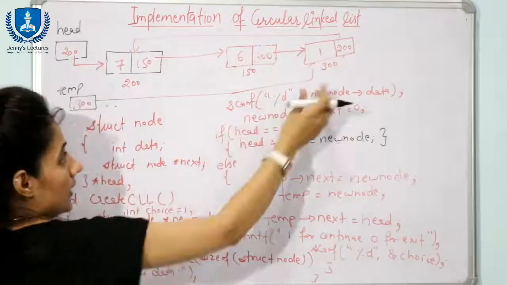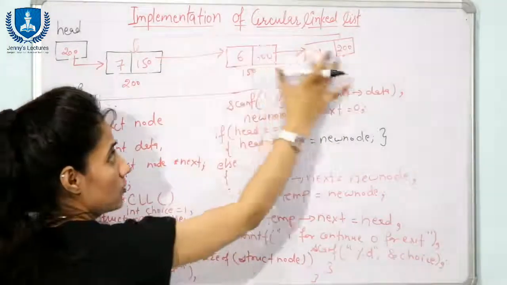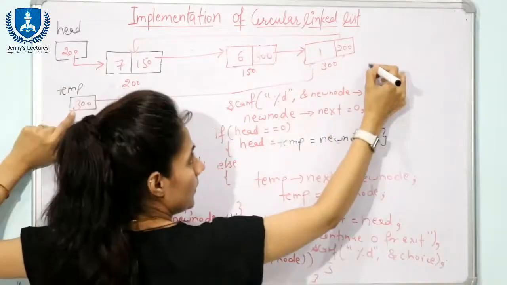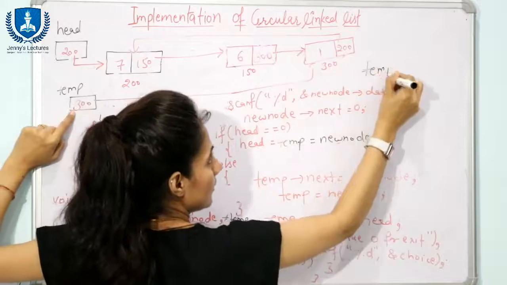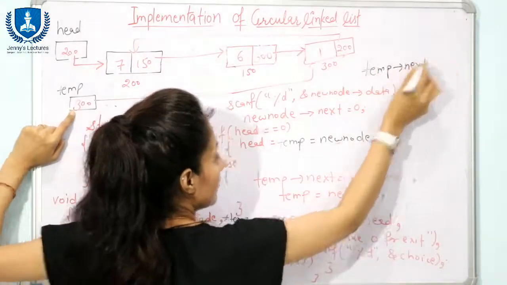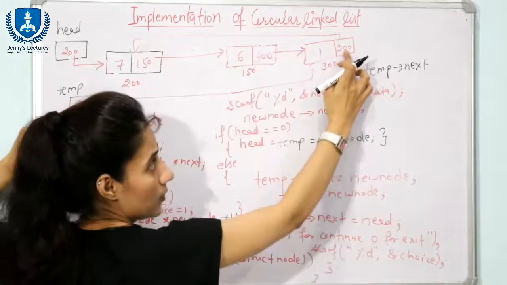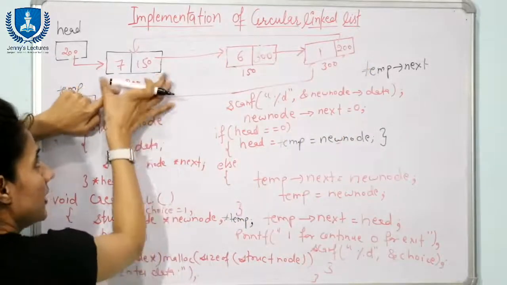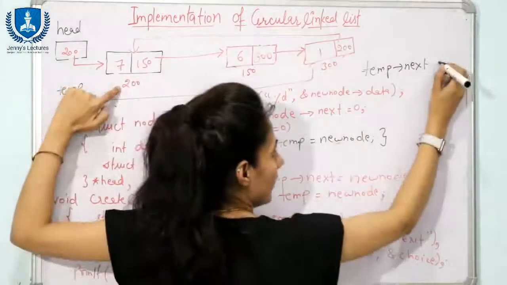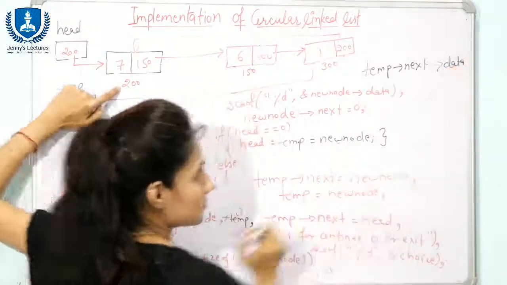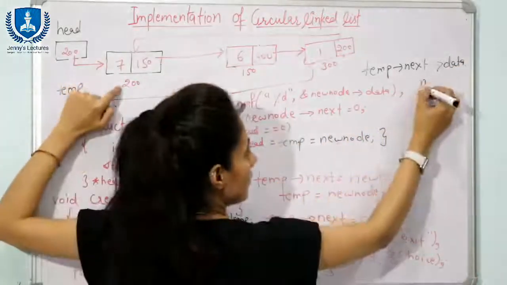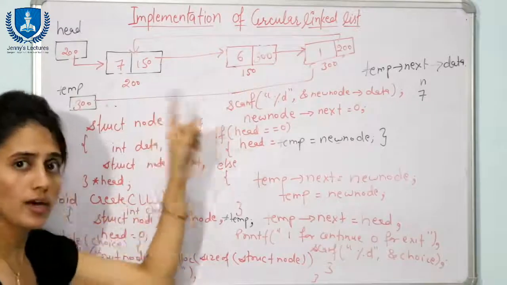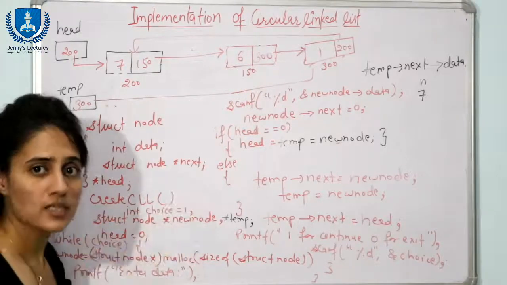See, here this is the last node, and after inserting 3, temp would be pointing to the last node, right? Now temp is pointing to this node. So in printf, what can you print? Temp next. Temp next means this thing, right? 200. So 200 means we have reached this node, and the data of this node is 7. So again arrow and data. So this should print 7, right? It means we have created a circular linked list. So now we will see how to display this circular linked list.